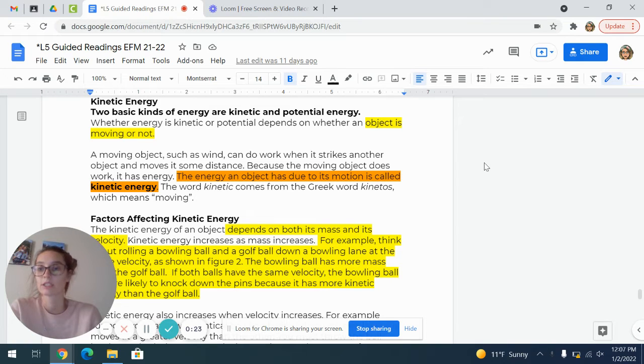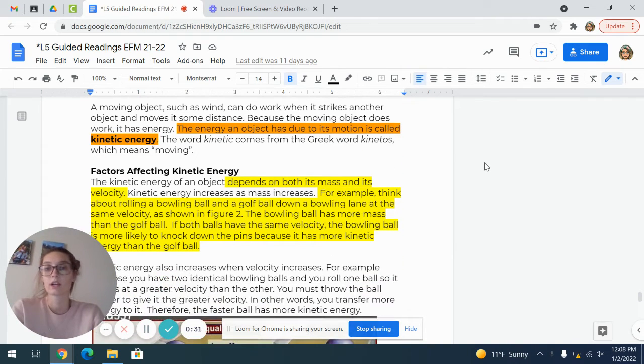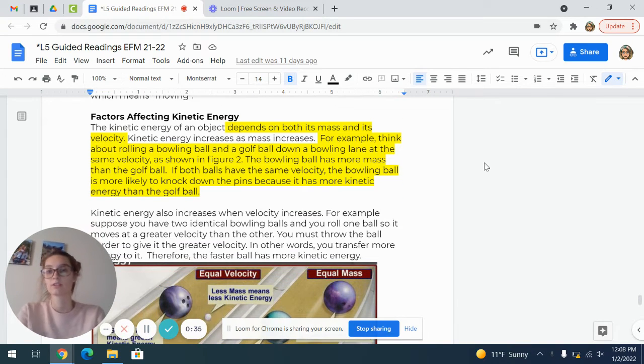Because the moving object does work, it has energy. The energy an object has due to its motion is called kinetic energy. The word kinetic comes from the Greek word kinetos, which means moving. Factors affecting kinetic energy: the kinetic energy of an object depends on both its mass and its velocity.